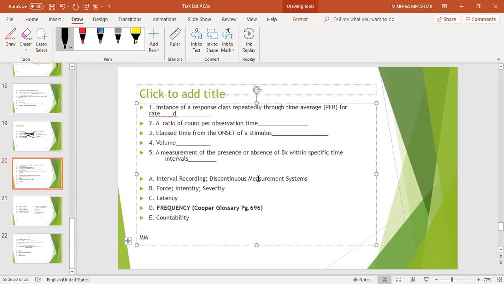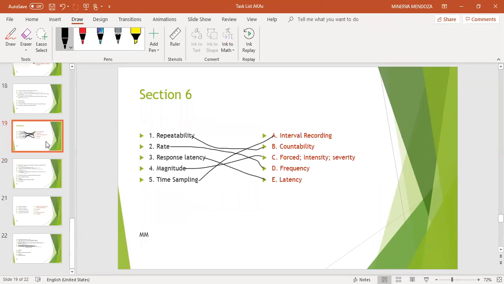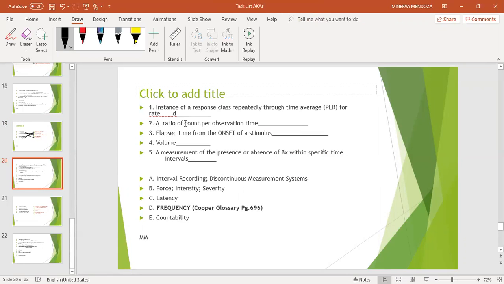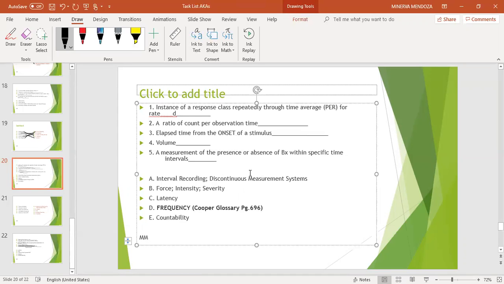Exactly. And rate is not there, so you can add one. Right. No, we have rate, and the AKA for rate is frequency. But I think in the next slide, there's no rate as an option for the answers. Yeah, that one. Okay, so you can write F. So that's the ratio.